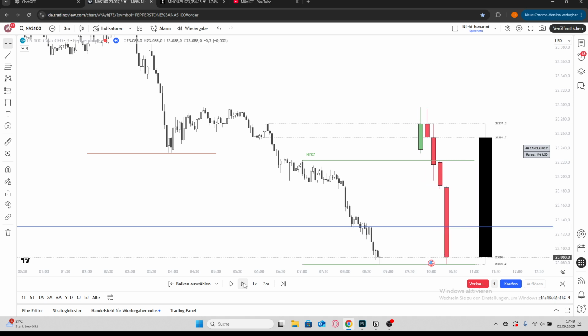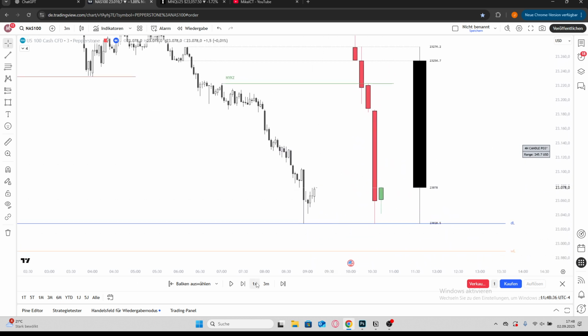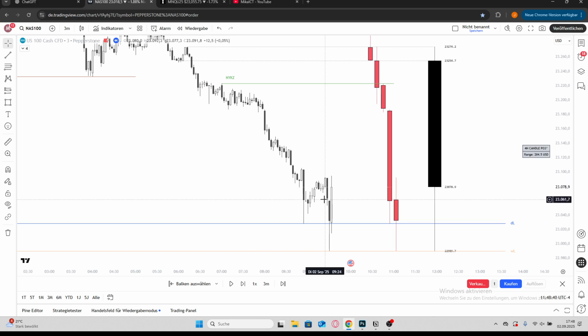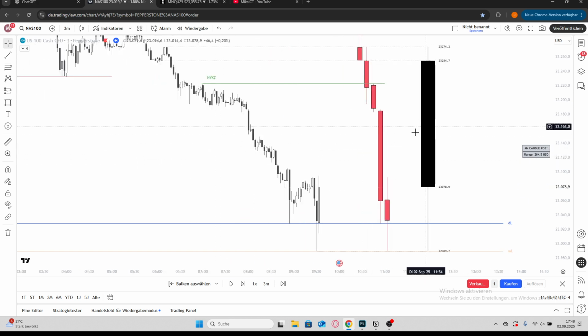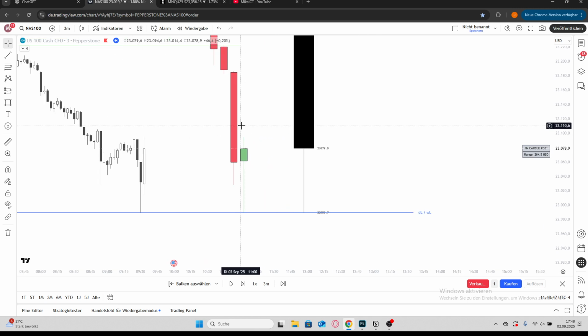And now we come to the long example, and this is actually exactly the opposite. So yeah, this was the open. Okay. We have the 9 a.m. open, so this is this candle, and here you can see exactly the opposite.